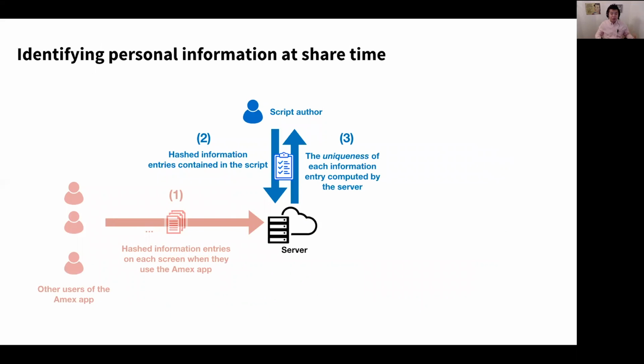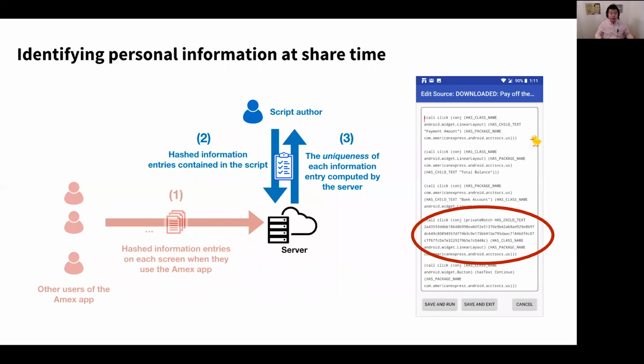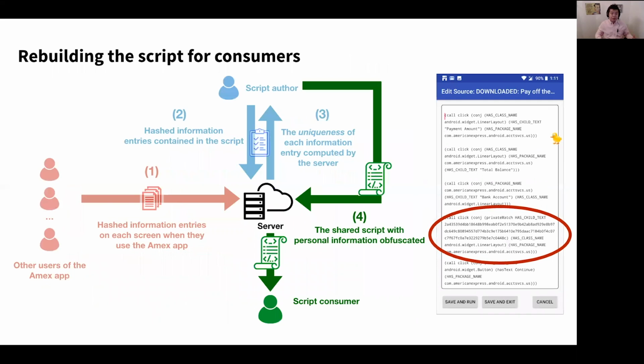When an author of a PBD script tries to share the script, the system first uploads the hashes of all the information entries. The server computes the uniqueness of each information entry and returns them to the author. The author will see the result on what information should be masked from the script, but they can also manually mask or unmask the information using this interface. After the author confirms, the script will be uploaded to the sharing server with personal information masked.